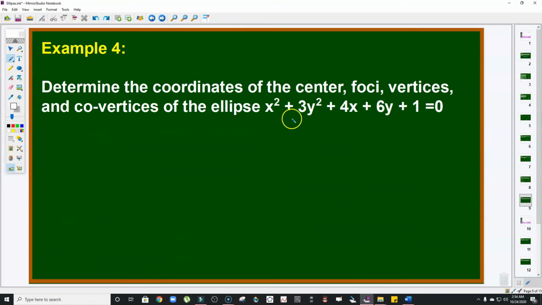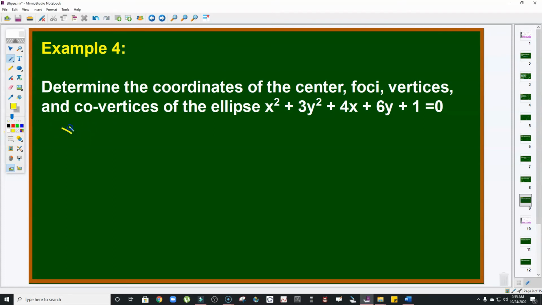Determine the coordinates. Same instruction, center, foci, vertices, and co-vertices of this ellipse. General equation din. Kaya lang, kung babalikan natin yung ginawa nyo sa circle and parabola, we have to apply completing the square para makuha natin yung standard form. So, how are we going to do that?